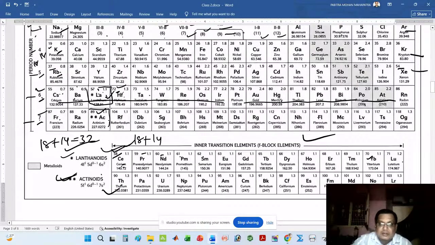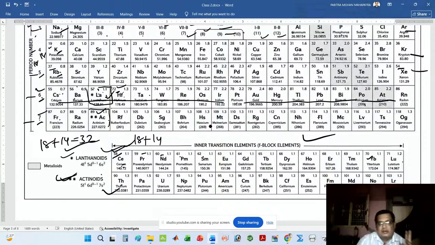Actually what happened is, these elements were not present before. They have been added only in the last few years. So before the positioning of these elements, if you saw the longest period, the answer was the sixth period. But now the modern periodic table is updated.